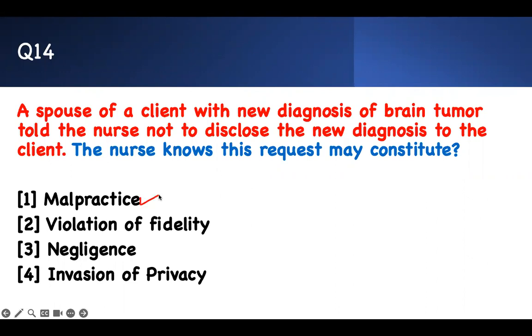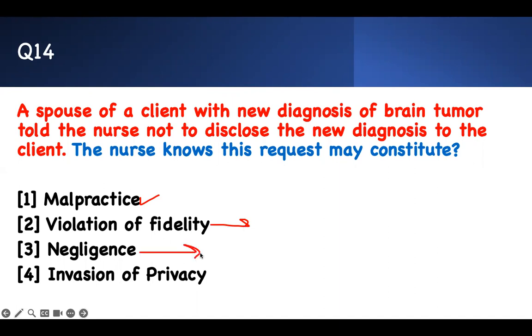Malpractice is not it. Malpractice is usually negligence by a professional. Nothing has been filed in court or anything like that, so it's not malpractice, right? Violation of fidelity? Fidelity is being faithful and following the truth, but that does not apply here. You're keeping your promise, but the nurse has made no promise to the client, so there's no need for it.